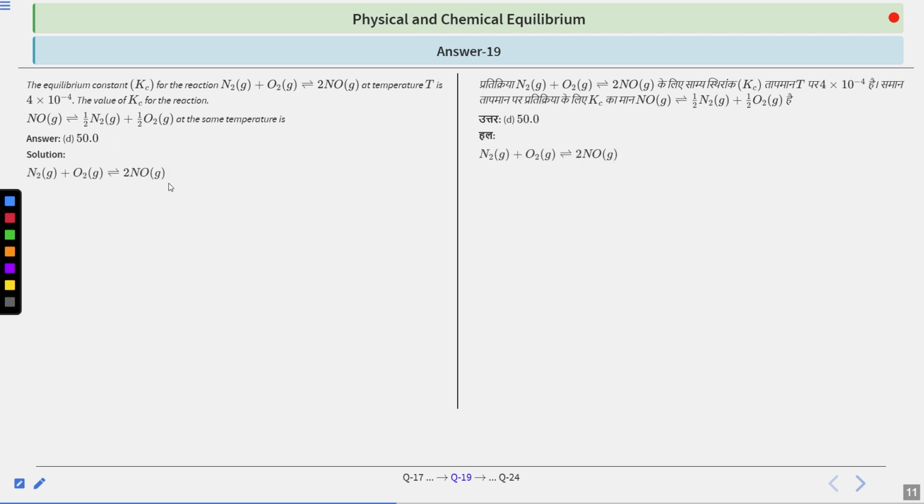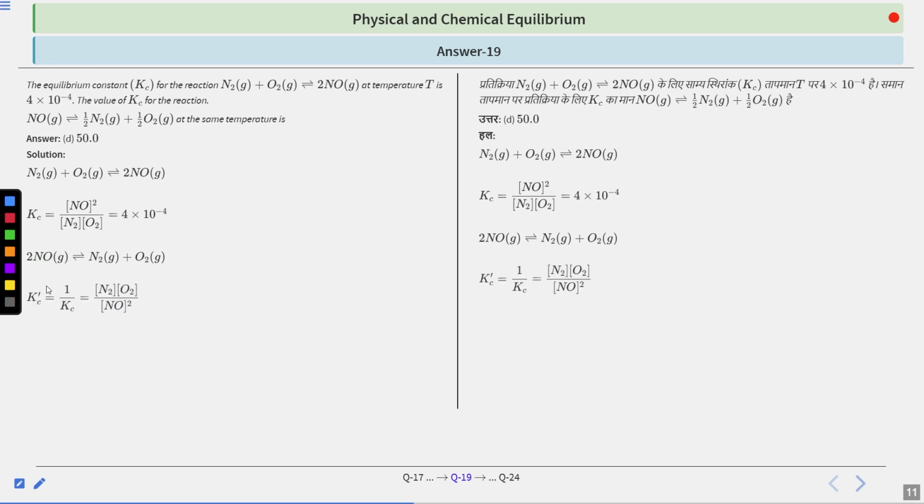Now this was our initial equation. First we will write Kc for this equation in terms of the concentration of reactants and products. So Kc will be the concentration of products raised to the power of the stoichiometric coefficient, so 2, and N2 and O2 have coefficient 1, so they are written as it is, equals 4 into 10 to the power minus 4. This is given. Now what do we need to do? We first need to reverse this equation. So we have reversed it, and on reversing this equation we get this.